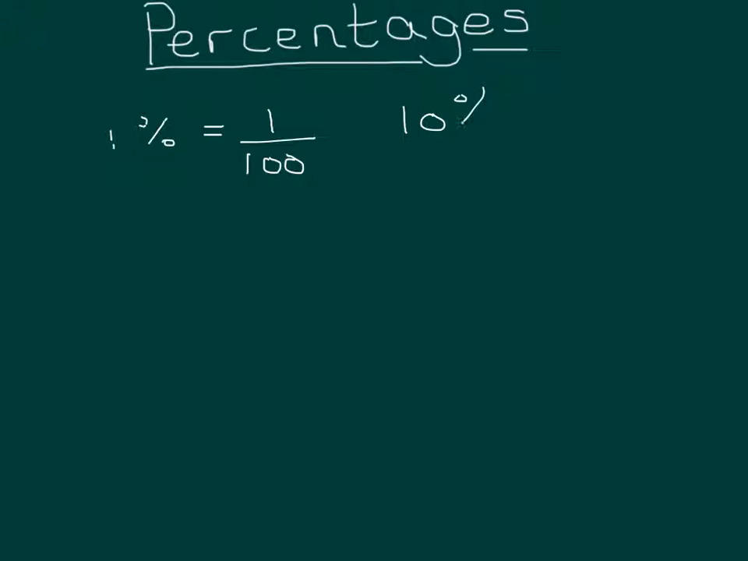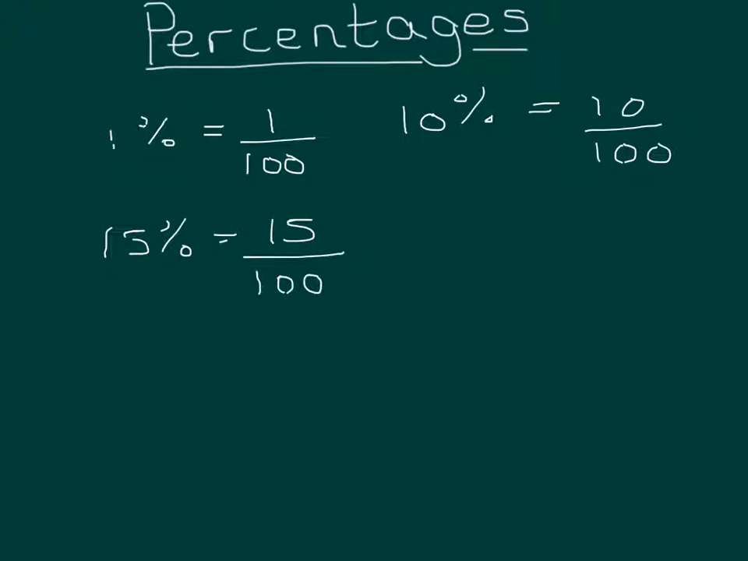10% can be written as 10/100ths. 15% would be 15/100ths, and so on and so forth. Okay, so if we're asked to do something on a non-calculator paper, perhaps we're asked to find 15% of an amount. Let's say we're asked to find 15% of 500, and we're doing it on a non-calculator paper.